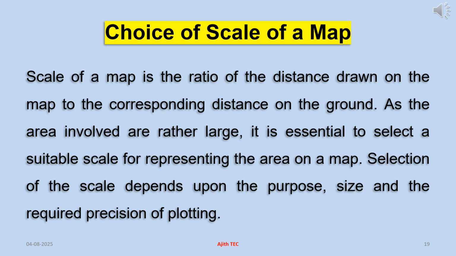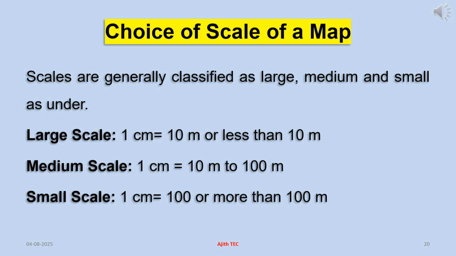Choice of scale of a map. Which scale is selected for a given map design problem will finally depend on the map purpose and physical size. The amount of geographical detail necessary to satisfy the purpose of the map will also act as a constraint in scale selection. Scales are generally classified as large, medium and small as under. Large scale, 1 cm equals 10 meters or less than 10 meters. Medium scale, 1 cm equals 10 meters to 100 meters. Small scale, 1 centimeter equals 100 or more than 100 meters.